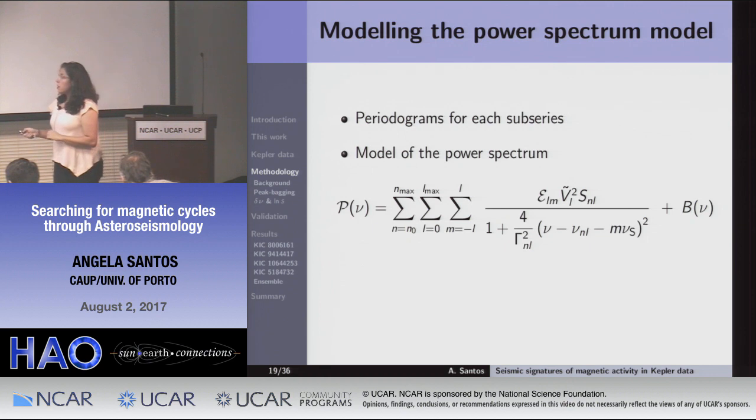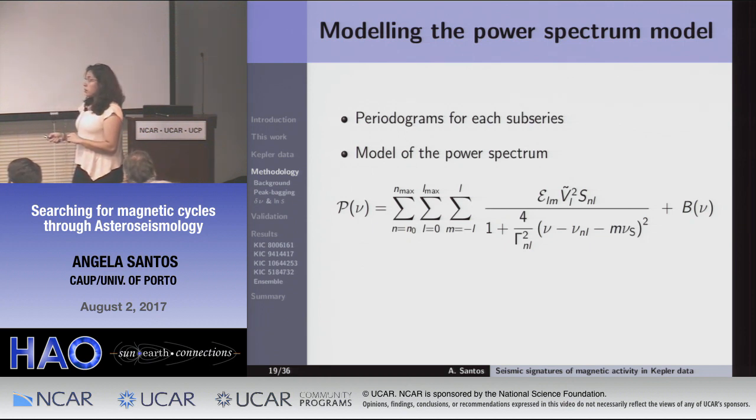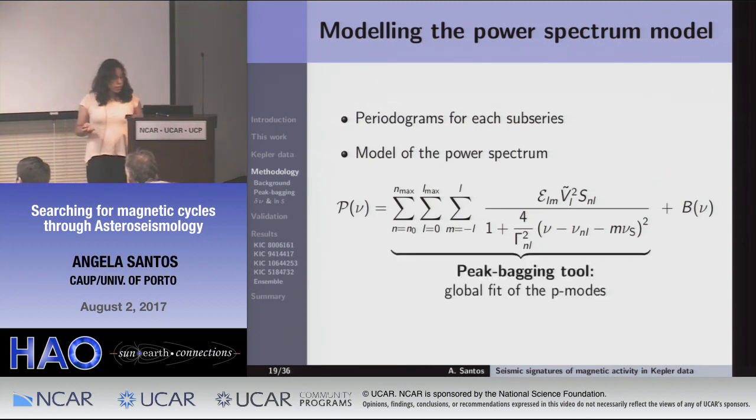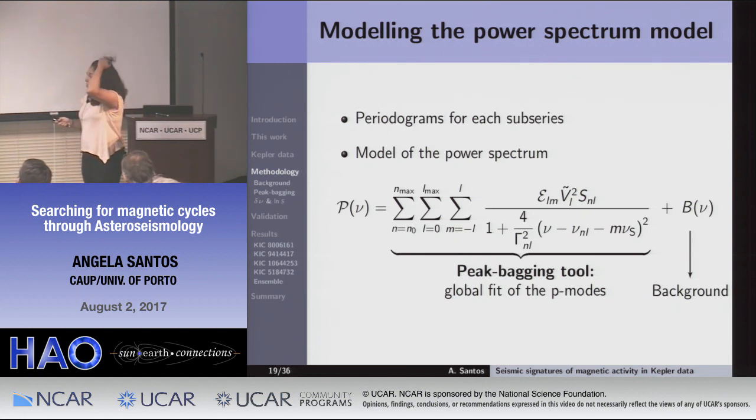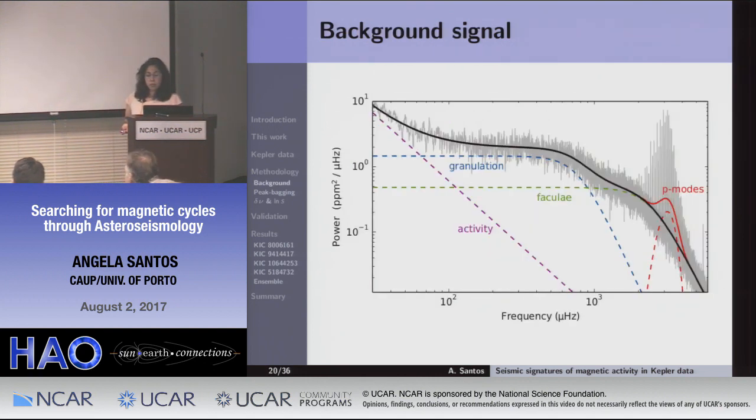So this is basically our model. This part here corresponds to the acoustic modes that are modeled as Lorentzians, and this is where our peak-bagging tool enters. And this component here corresponds to the background signal, and this is determined in a step previous to the peak-bagging analysis.